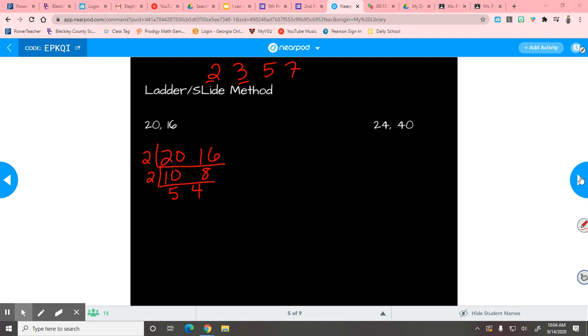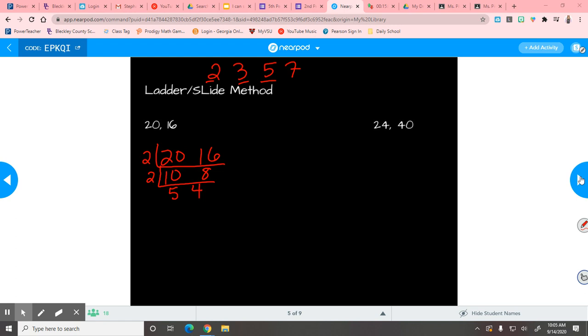Will 3 work for both of them? No. 5 will work for 5, but will it work for 4? No. What about 7? No. So here's a way you can remember. Are we done? Yes. Is there anything else we can take out? No, they have nothing in common.